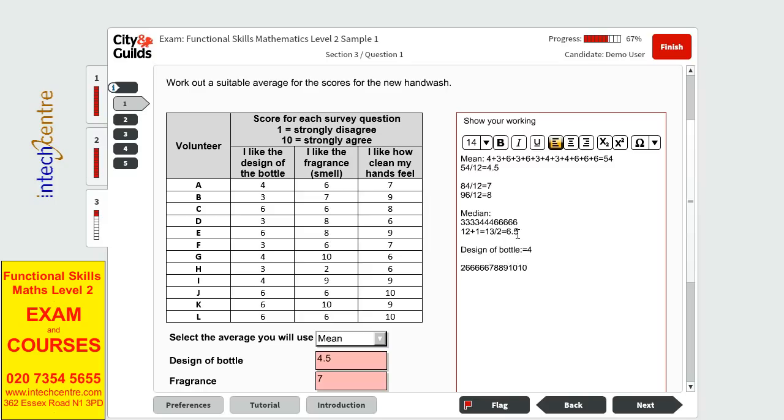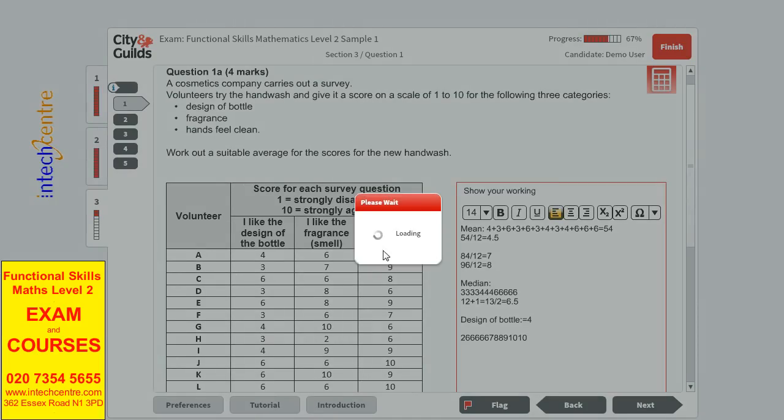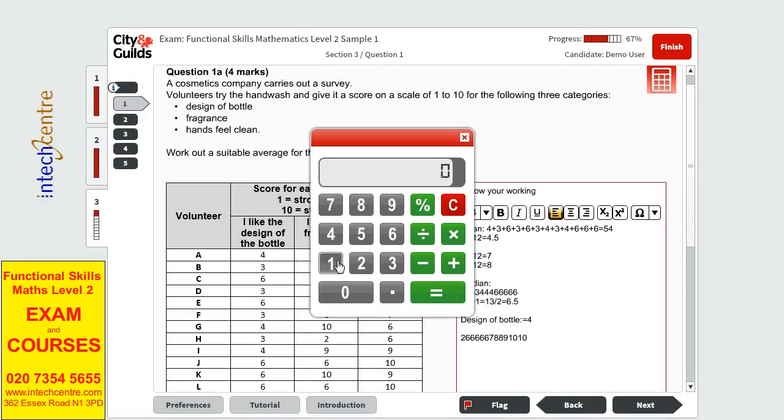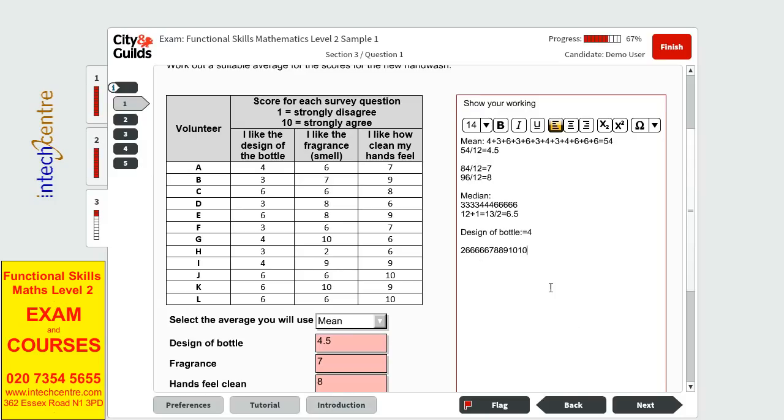Now again our middle value would be 6.5 because we have the same amount of numbers. So 2, 4, 6, so between 6 and 7, 6 plus 7 is 13. 13 divided by 2 will be 6.5. That's our answer. So we have fragrance equals 6.5. This is the median.